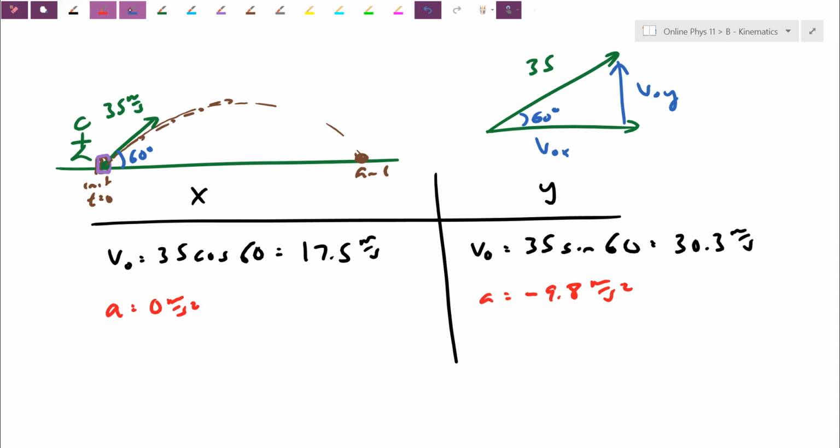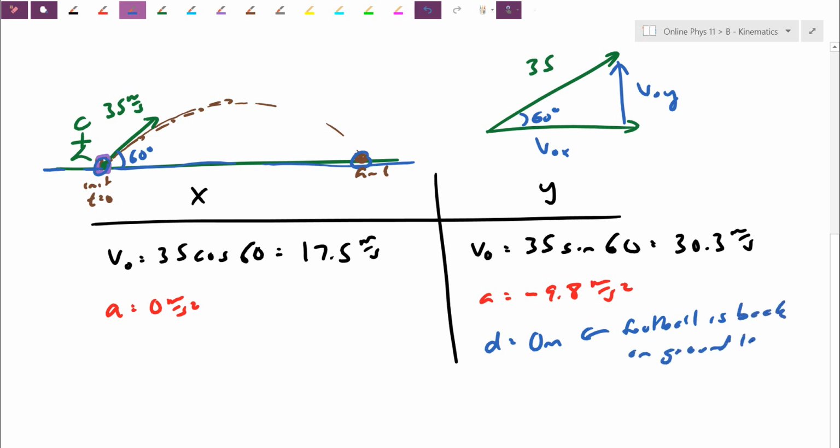In terms of the displacement, this is the nice thing for the hang time. In the y direction, from when I have my blindfold on to when I take my blindfold off, I would say, hey, the football is back on the ground level. So therefore my displacement here is actually 0. Again, you can translate that for yourself. The football is back on the ground level. It's as if you didn't go up or down, right? It's just going to be 0 meters.